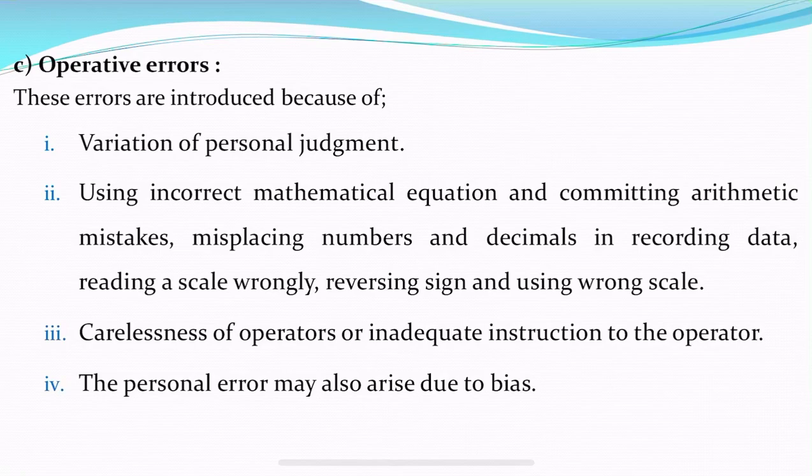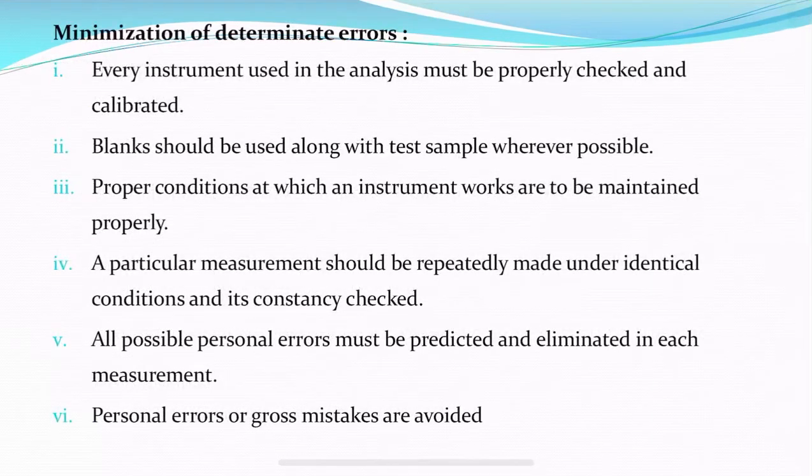And the personal error may also arise due to bias. Okay, it is a human tendency to estimate readings in a direction that improves the accuracy and precision of the results. Okay, so these are different ways how operative error can be introduced.